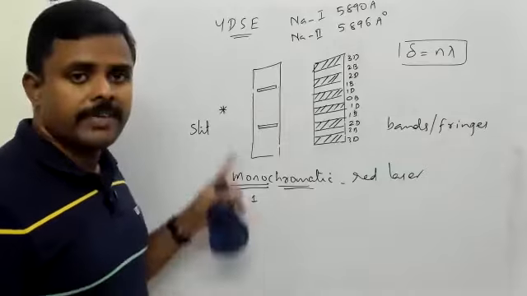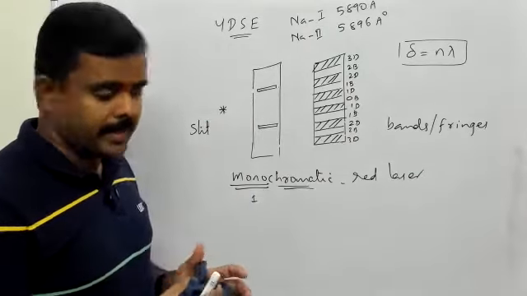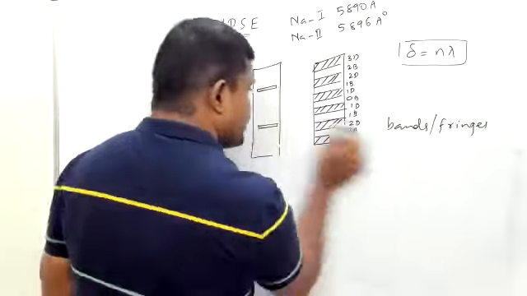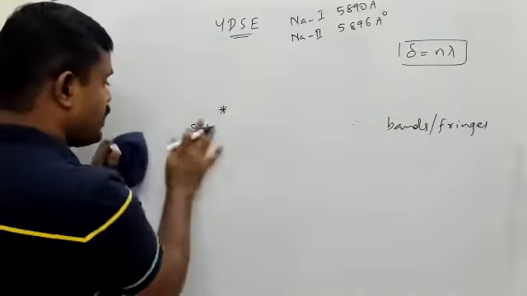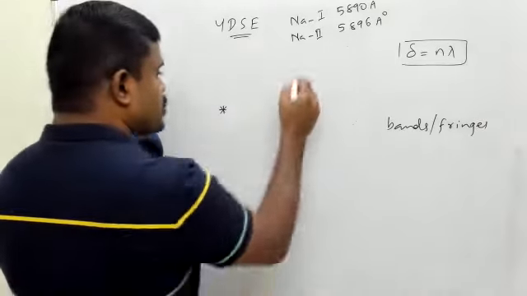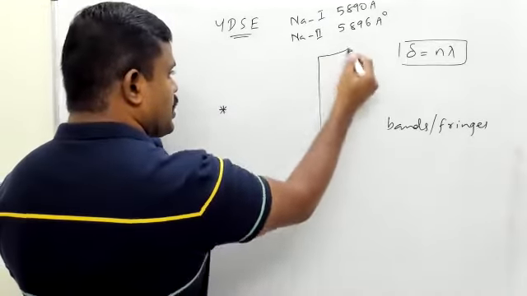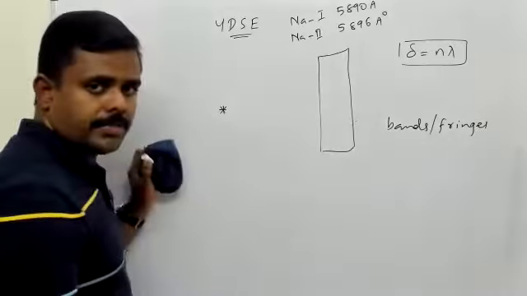This is what we do. We have a source of light. And in front of the source of light, you're keeping a screen, right here. This is a screen like a whiteboard or something.